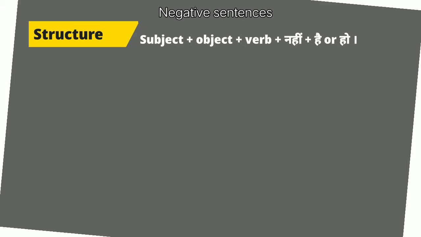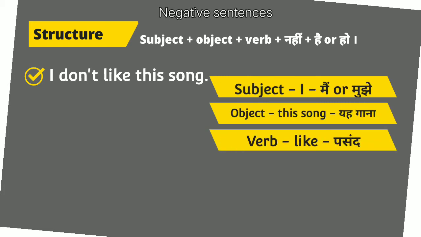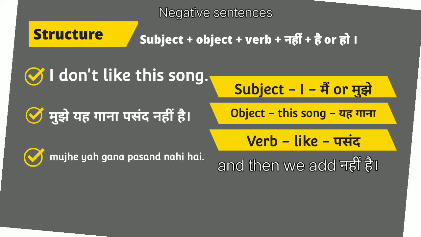If I want to translate this sentence, I don't like this song. Here the subject is I means मैं और मुझे. The object is this song means यह गाना. The verb is like means पसंद, and then we add नहीं है. So we got मुझे यह गाना पसंद नहीं है.